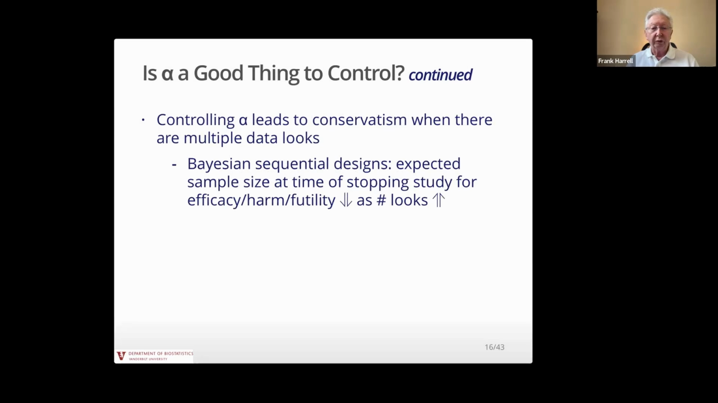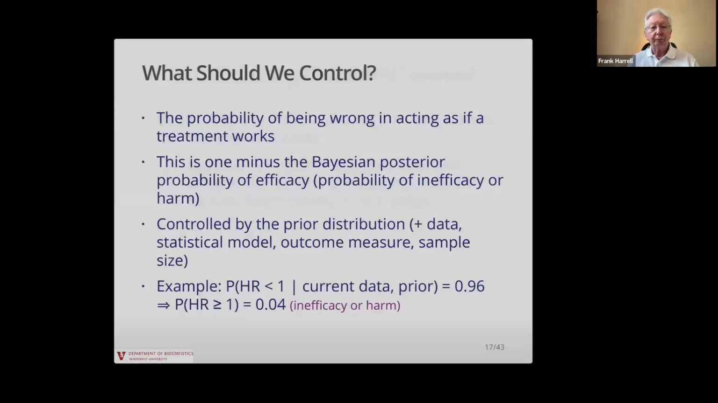So controlling alpha leads to conservatism, whereas in a Bayesian sequential design, the expected sample size at the time of stopping will go down as the number of looks goes up. So you can take that to the limit and look at the data after every patient is enrolled and followed in the study. And if you do an analysis every day, you will get the lowest expected sample size.